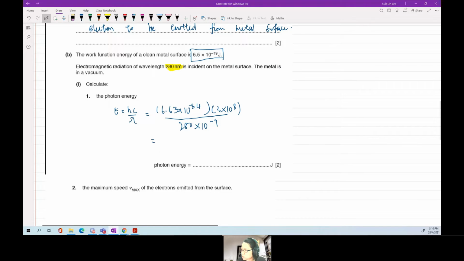So I'm going to press my calculator. This one is 4-1. I'll just open the mark scheme lah, so that I can tell you what are the important workings to show. In a sec. You can press your calculator first. Okay, so this one is 7.1 times 10 to the power of -19.